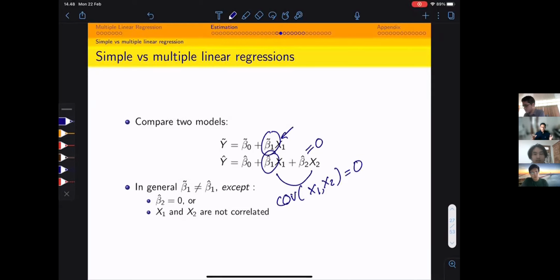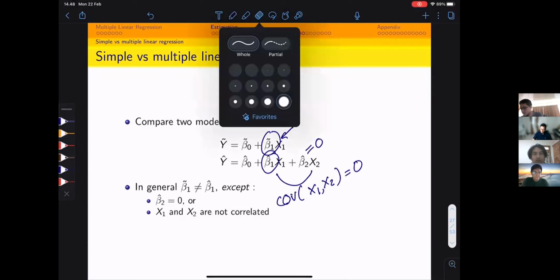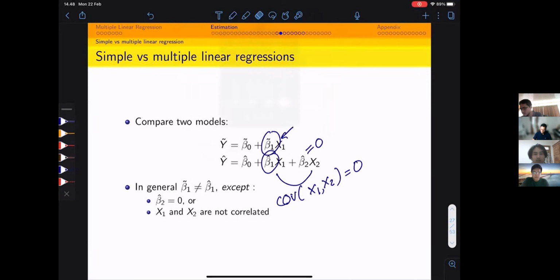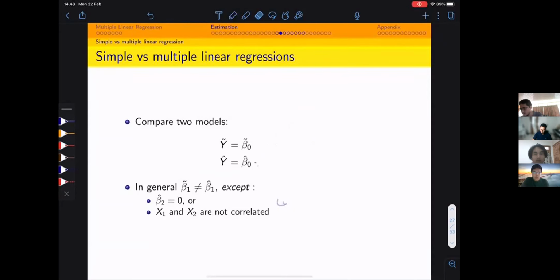Okay. Now this seems a bit abstract, but let me give you an example. You are going to be better off understanding through an example. Okay, let me give you an example.